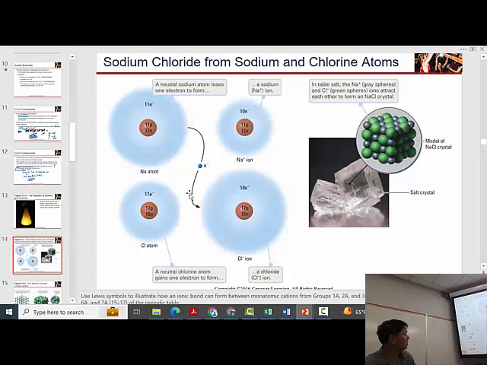But look at what happens to the chlorine atom. The chlorine atom just gains one electron, but it still has the same number of protons, 17 protons, but now 18 electrons. Its size just grew, like doubled. And so here, the cation is about half the size, and the anion's about double the size.